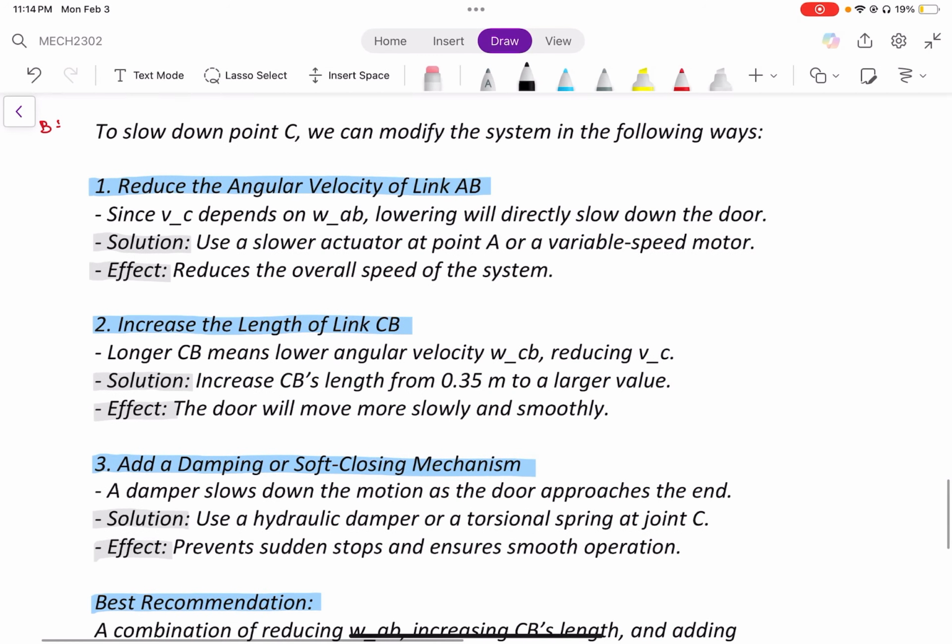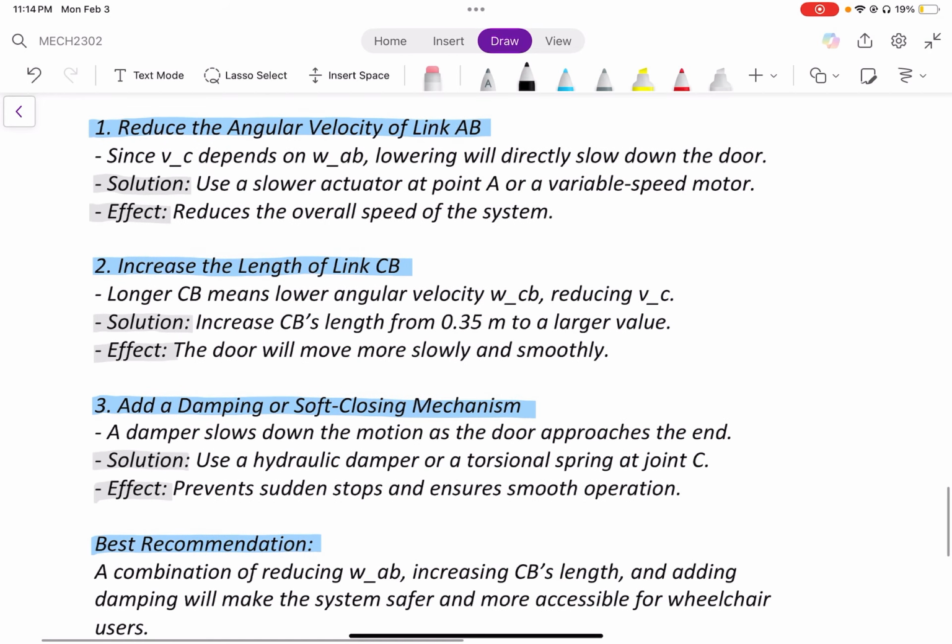Next, increase the length of the link CB. This would cause the slower angular velocity, because it has to maintain the same velocity, meaning that a slower angular velocity omega CB would result, reducing velocity at C. The solution would be to increase CB's length from 0.35 to a larger value, and the door would move more slowly and smoothly.